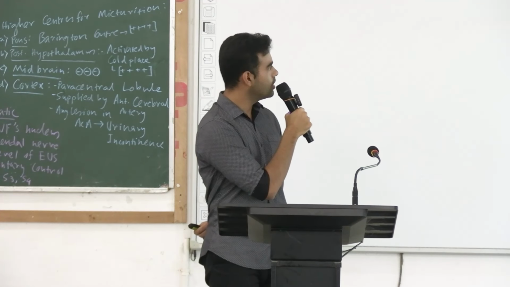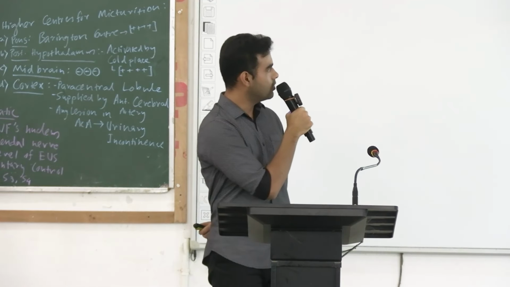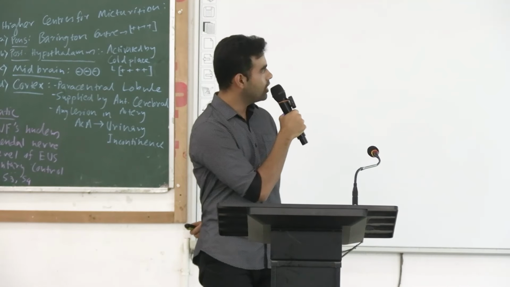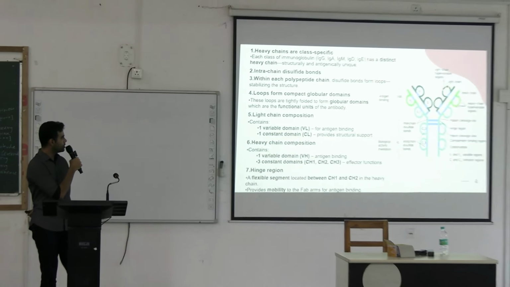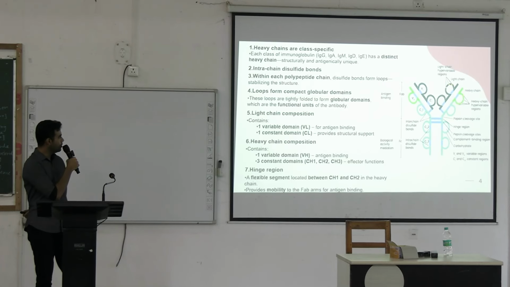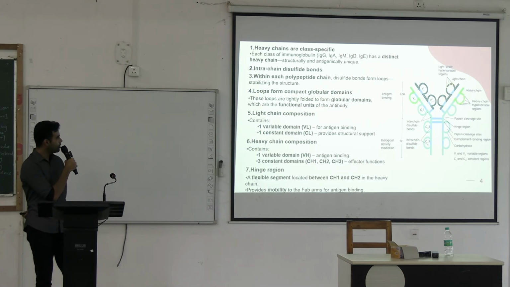Each class of immunoglobulin, G, A, M, D, E, otherwise known as gamma, alpha, mu, delta, or epsilon, has a distinct heavy chain structurally and genetically unique interchain disulfide bonds. Within each polypeptide chain, disulfide bonds form loops stabilizing the structure. Loops form compact globular domains. These loops are tightly folded to form globular domains, which are the functional units of the antibody.